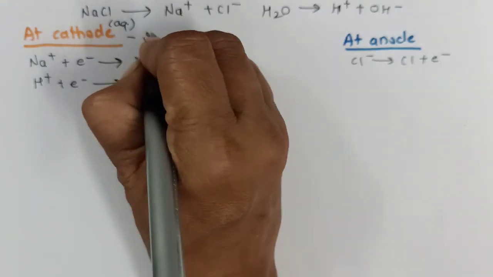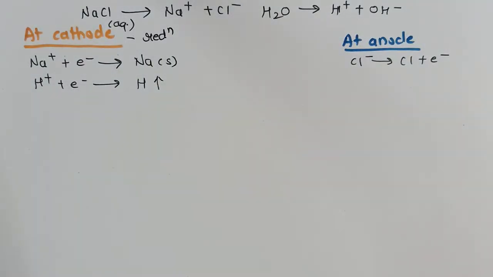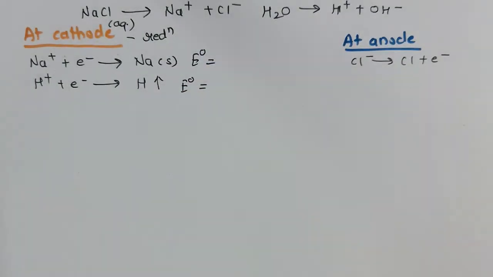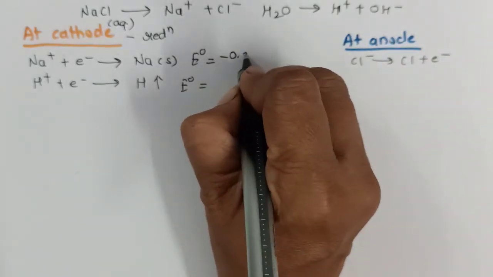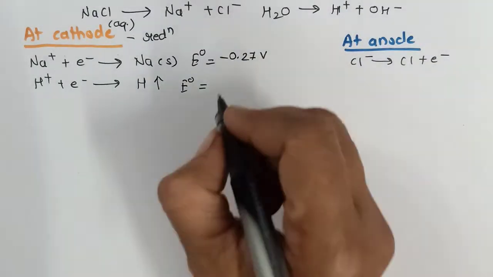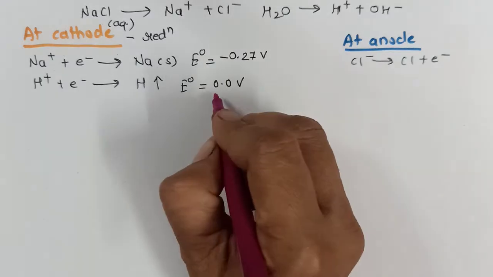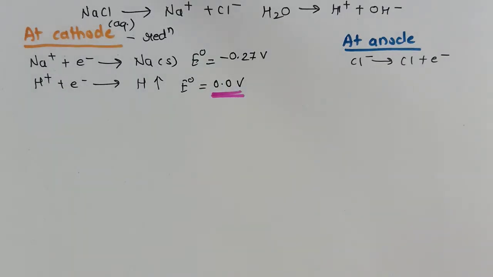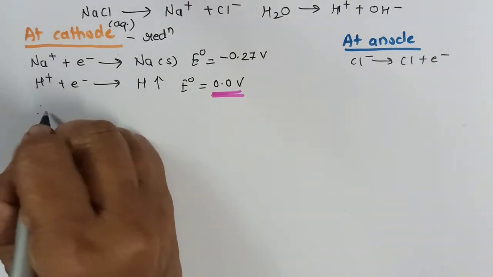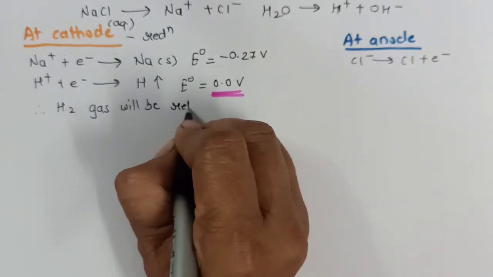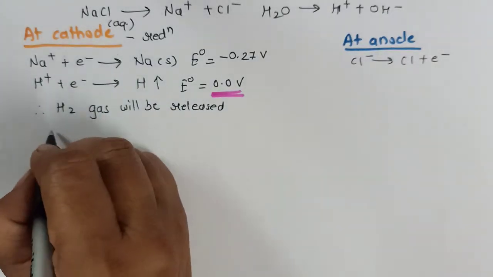At cathode, we know reduction occurs. So both the cations will undergo reduction. E naught, let us consider. For the first reaction, E naught is minus 0.27 volt. And for the second reaction, we know for hydrogen it is 0.0 volt. Just now I have told you at cathode that reaction will be favored which has higher SRP. So which has higher SRP in this case? Hydrogen, and therefore what will be the product? Hydrogen gas will be released and this Na+ remains in the solution.